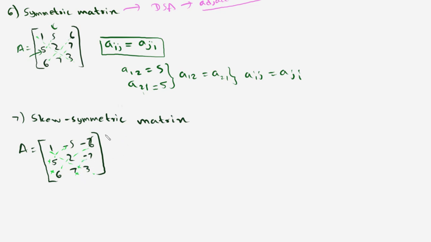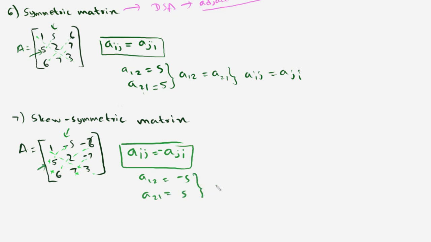So if you take any aij, the relevant aji value will be minus. Suppose let's take a12, so a12 is minus 5, then a21, which is this value, is 5. So a12 is minus of a21. Likewise all the aij equal minus aji. Right? So such a matrix is known as skew symmetric.